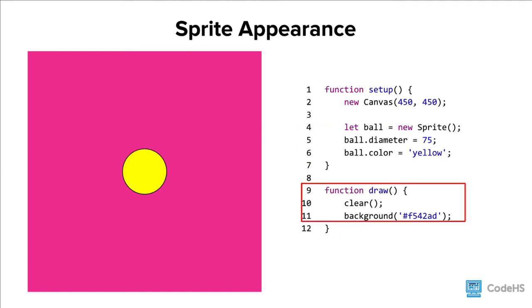The draw function automatically redraws sprites on the canvas each frame. Sometimes sprite properties are updated or changed in the draw function in order to animate or move a sprite. But we don't have any changes to our sprite properties here. So the ball is just drawn in the same position each time.